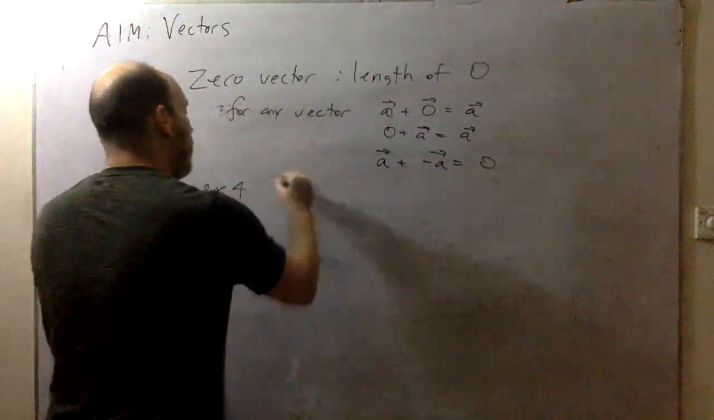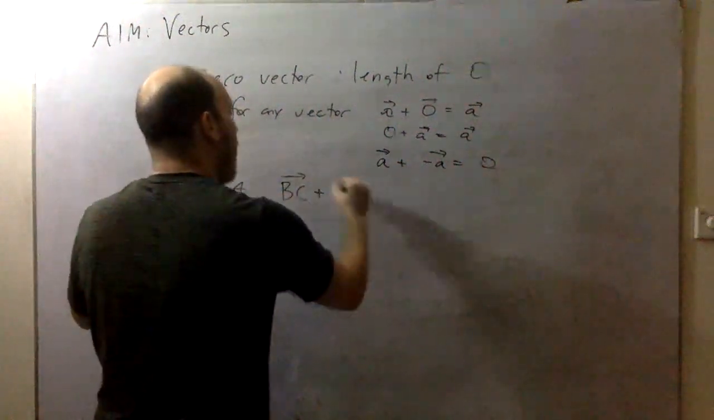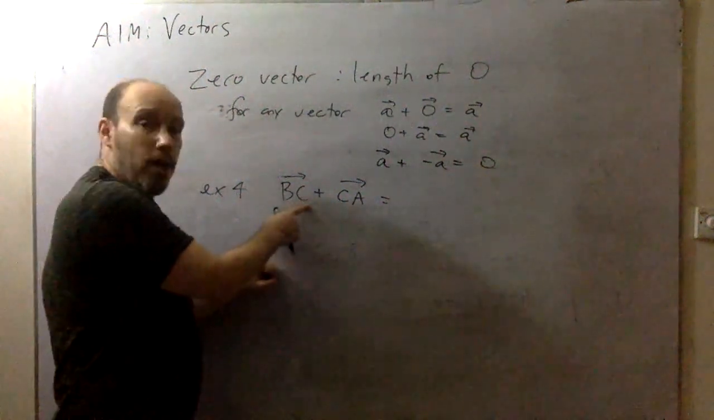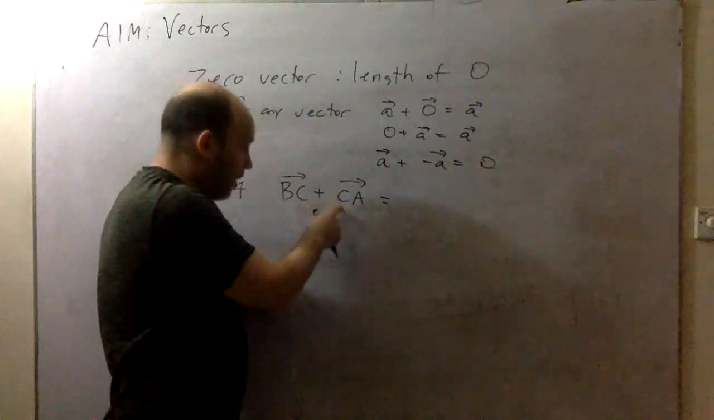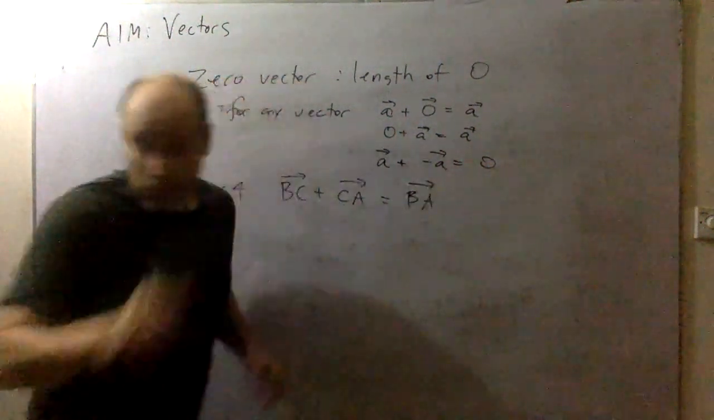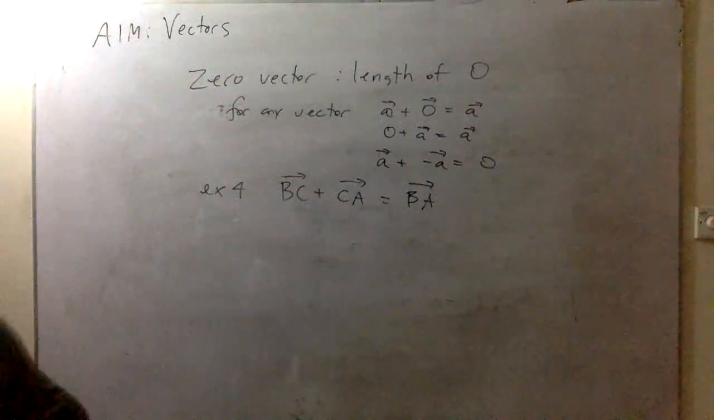So what's BC plus CA? Well, where do we start? We start at B and go to C. Our next journey starts at C and ends at A. A single vector, BA. That's it. Let's try this one.